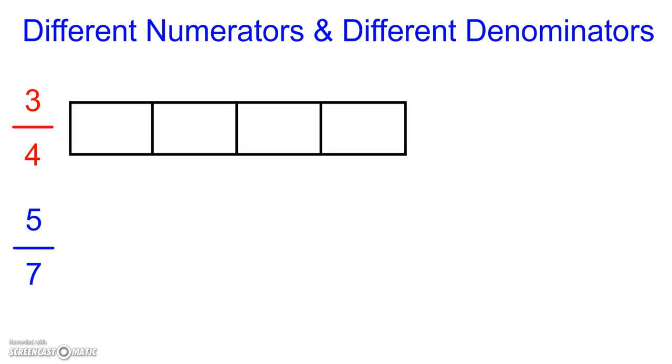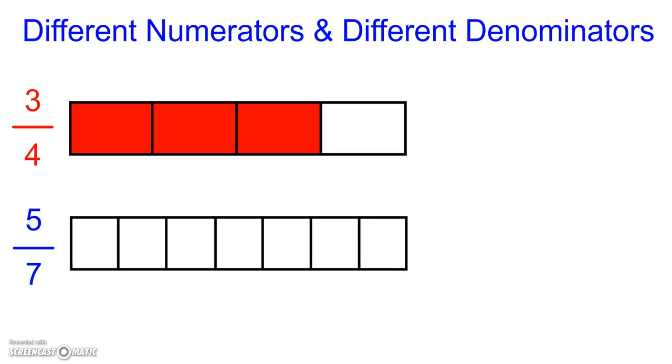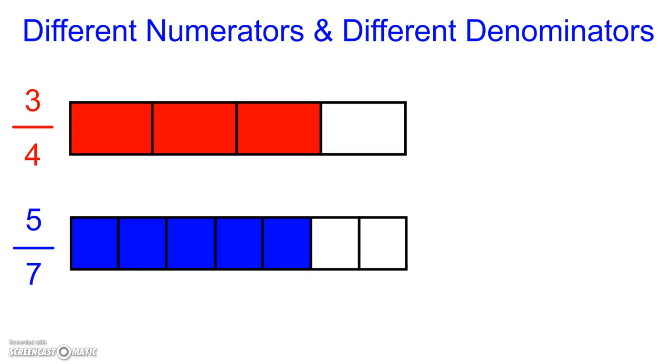For 3/4, I would need 4 equal pieces, 3 of which are shaded. For 5/7, I would need 7 equal pieces, 5 of which are shaded. It's a little tricky to see. In fact, we'll find that we do need other strategies to help us, but 3/4 is greater in value than 5/7. It's a close one, but it is true.